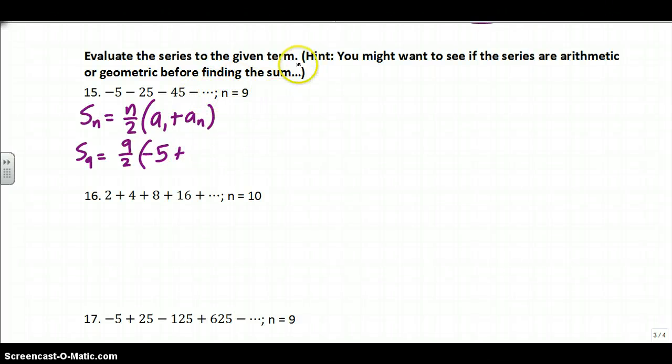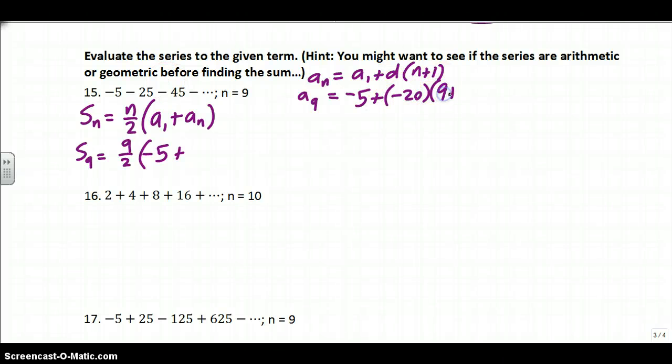So, if I don't know an unknown, I have to go back to the corresponding sequence formula, okay? I'm trying to find the ninth term in the sequence. I need to know what it is so I can plug it in the formula. So I take the first term, plus the common difference. Oh, we know the common difference is minus 20, right? Times n plus 1. Or minus 1, whatever, n minus 1. Okay? So it'll be negative 5 plus, let's see, negative 20 times 8.